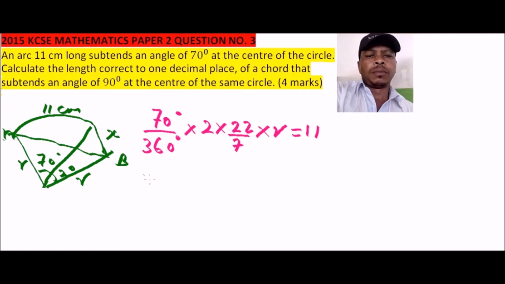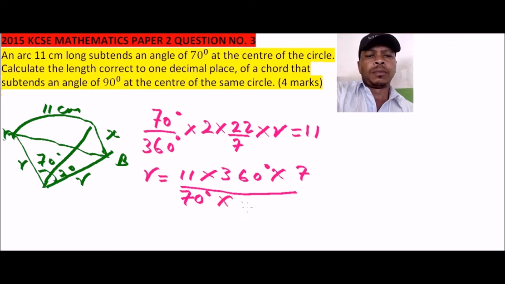Kwa hivyo tutakuja tuseme our r is equals to 11 tukimultiply zile na 360 to multiply na 7 na to divide na zenye ziko kwa numerator yenye ni 70. So these are degrees, multiply by 2 multiply by 22. Hiyo itatupatia ngapi? Unaweza tumia calculator yako and utapata r yetu itakuwa 9. Kwa hivyo tumepata radius. Radius ni 9 cm.